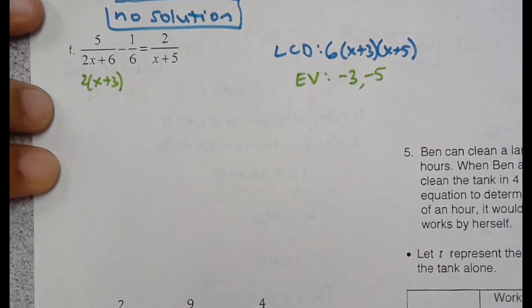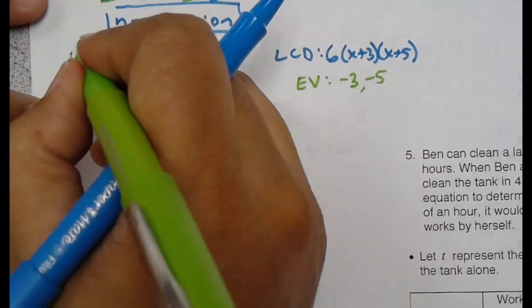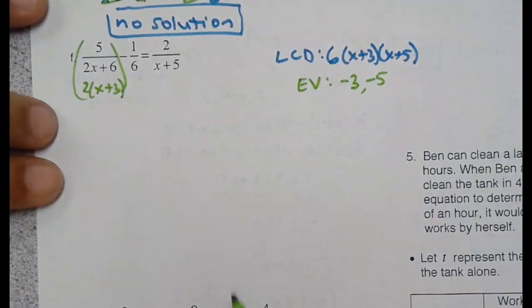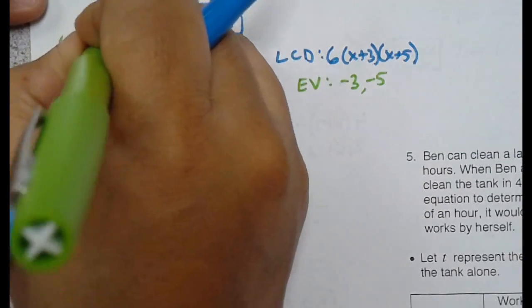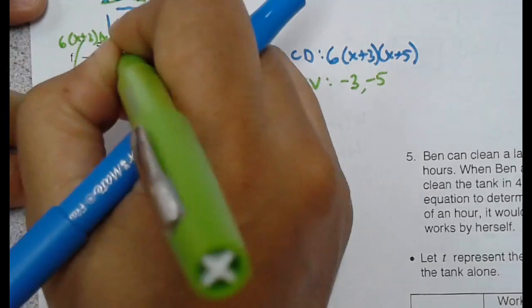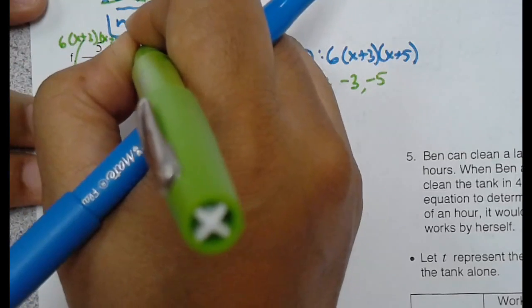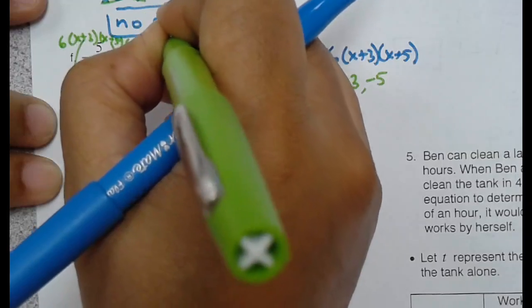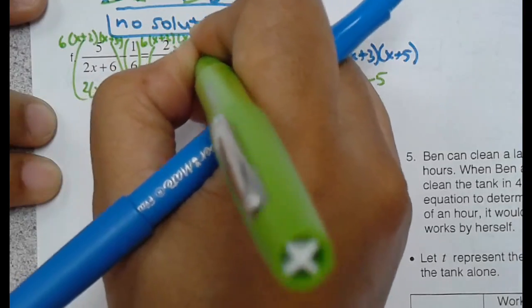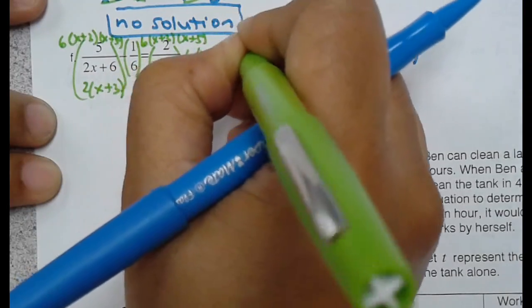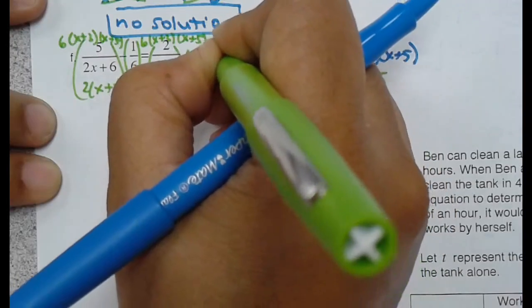So let's go ahead and multiply it through by this LCD. So 6 times x plus 3 and x plus 5. This one, 6 times x plus 3 times x plus 5. And this last one, 6 times x plus 3 and x plus 5. I know it's really hard to see.